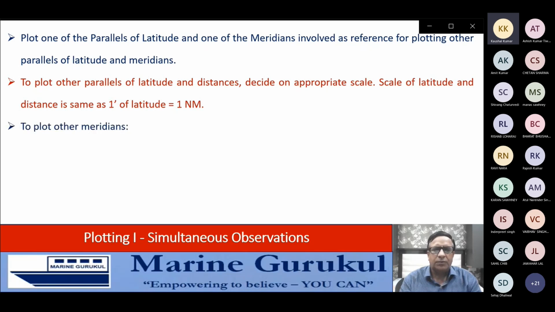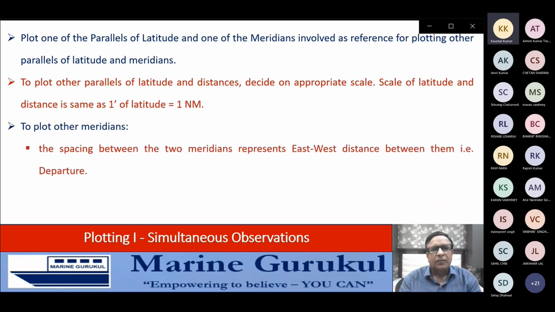Plot other meridians with respect to the reference meridian just discussed above. We need to find out what shall be the east-west spacing between the 2 meridians. Now, this east-west spacing between the 2 meridians shall depend on the D long between the 2 as well as the latitude. Why? Because we know that meridians have maximum separation between them at the equator and they all converge at the poles. So the east-west distance between them we all know is called departure.